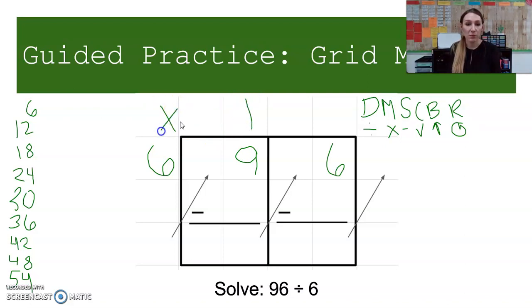Then I'm going to multiply. 1 times 6 will give me a product of 6. Then I'm going to subtract. 9 minus 6 is 3.